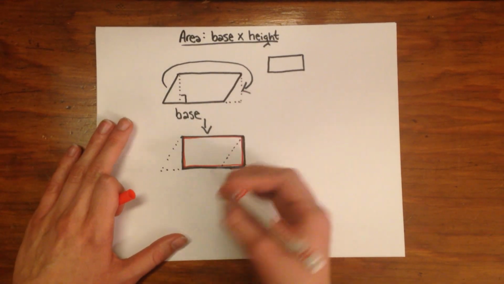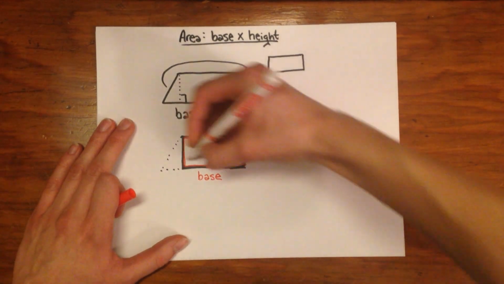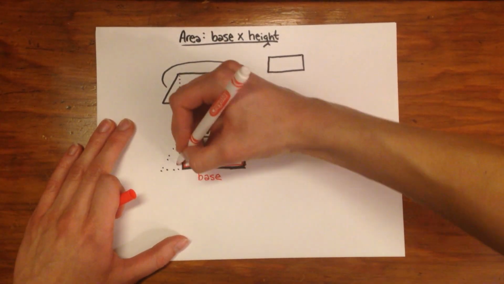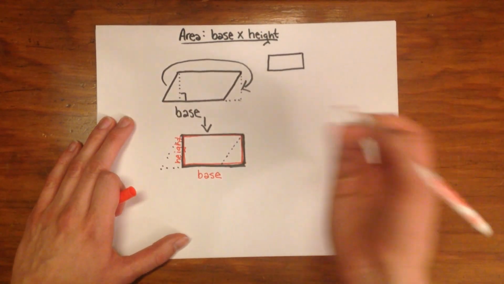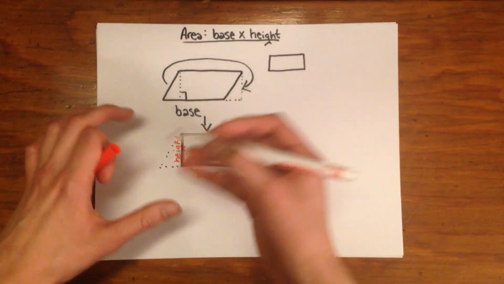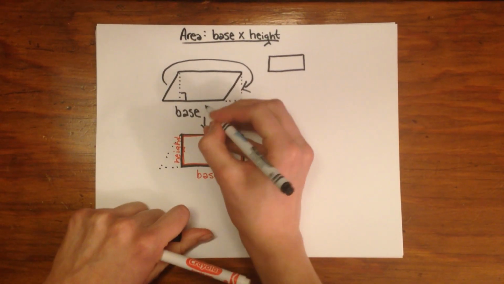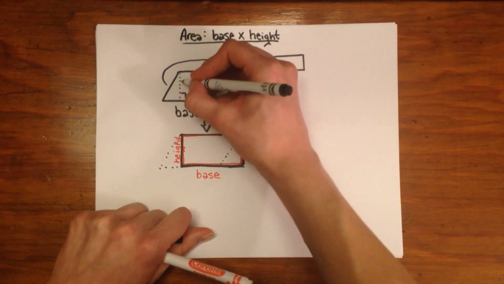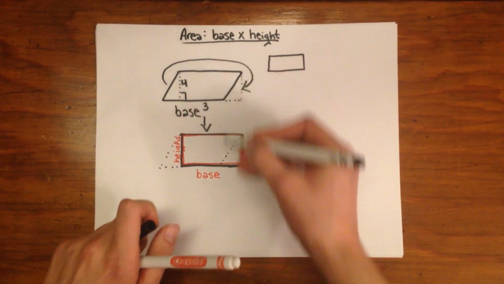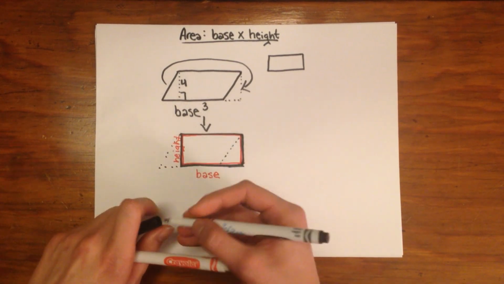Okay? And then we can say, well, here's our base. And then we can say, this line right here is going to be our height. And we can take those measurements from this original parallelogram. So let's say in our original parallelogram, we had a base of 3, and we had a height, this line right here that runs perpendicular, of 4. So we'll just transfer that down because we didn't lose any space. We just moved the space around, remember.